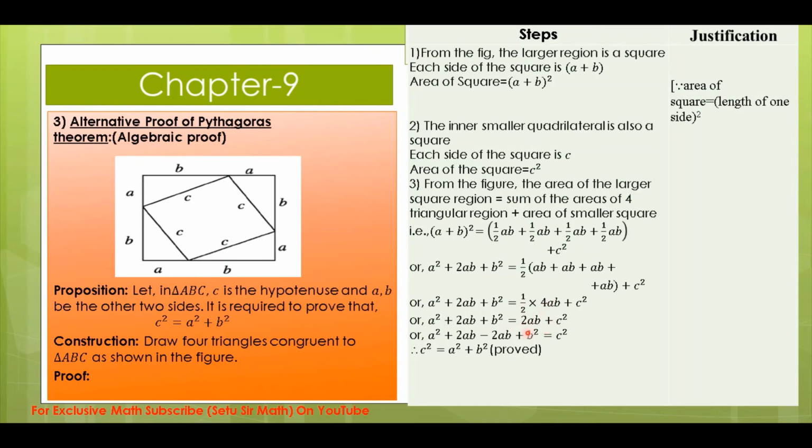And if we change the side of this 2AB, if we take this 2AB to the left hand side, the sign will change. So A square plus 2AB minus 2AB plus B square equals C square. So we can cancel 2AB and 2AB from here, because one is plus and one is minus. Therefore C square equals A square plus B square.